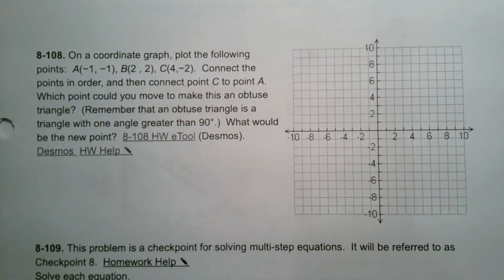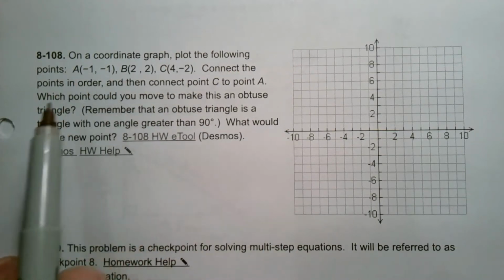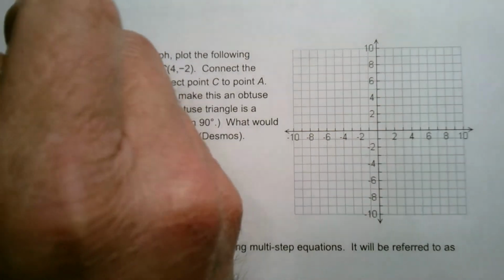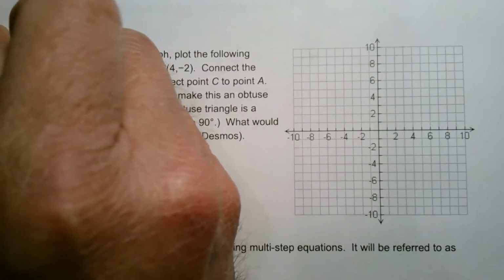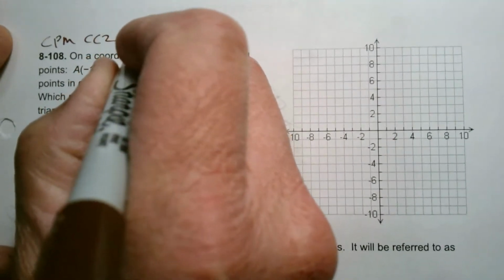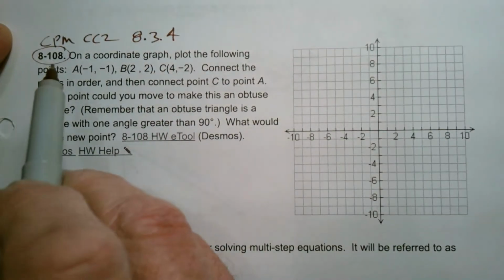We are looking at a graphing problem, but with that graphing problem, we're going to manipulate some of the points to make an obtuse triangle, and so we'll talk through that. So I'm taking this problem from CPM's Course 2, and this is section 8.3.4, number 8-108.